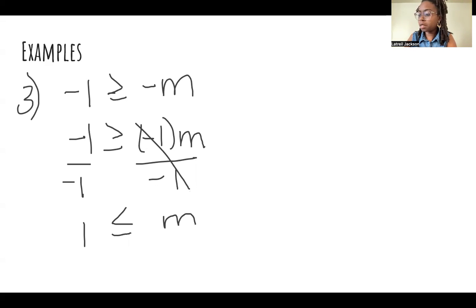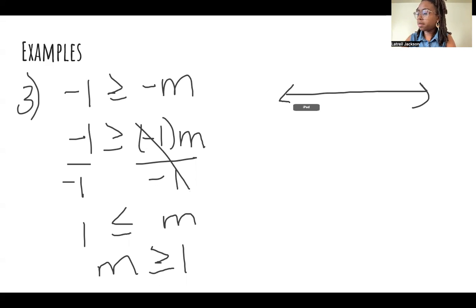We can also flip this, mirror this, and say m is greater than or equal to 1. All right, this helps me to graph it better. I put 1 on a number line. We're using a closed dot because it's greater than or equal to, and then m is greater, so we're going in the positive direction. All of these solutions are greater than our 1. So we got 2, we got 3, okay?